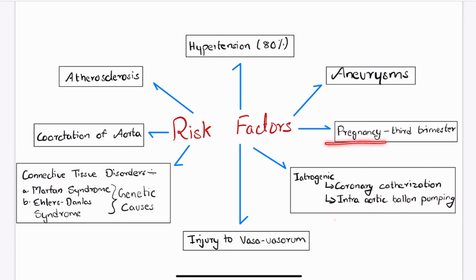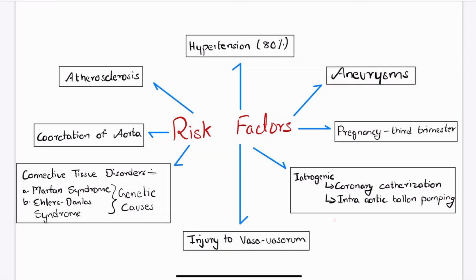Similarly, pregnancy is also regarded as one of the risk factors for aortic dissection. But this is slightly more rare than others, and this typically occurs during or after the third trimester and may be related to hemodynamic stresses during the perinatal period.